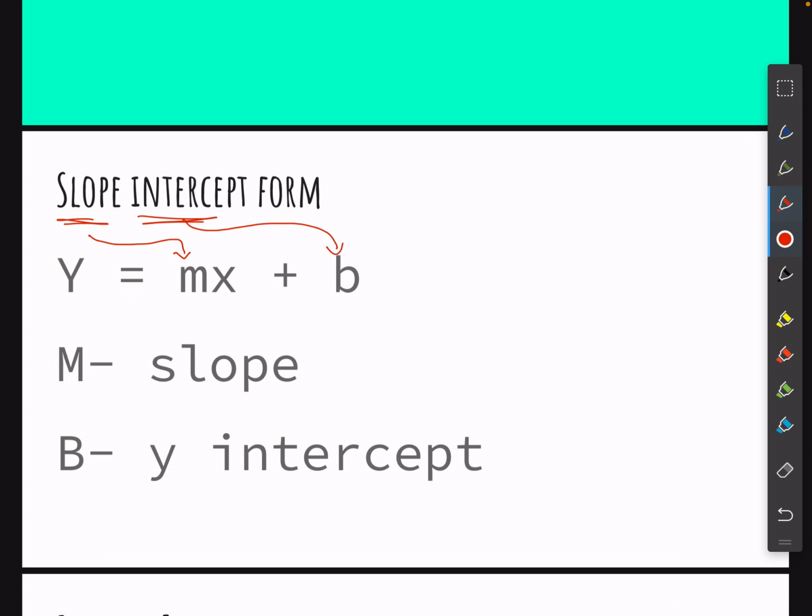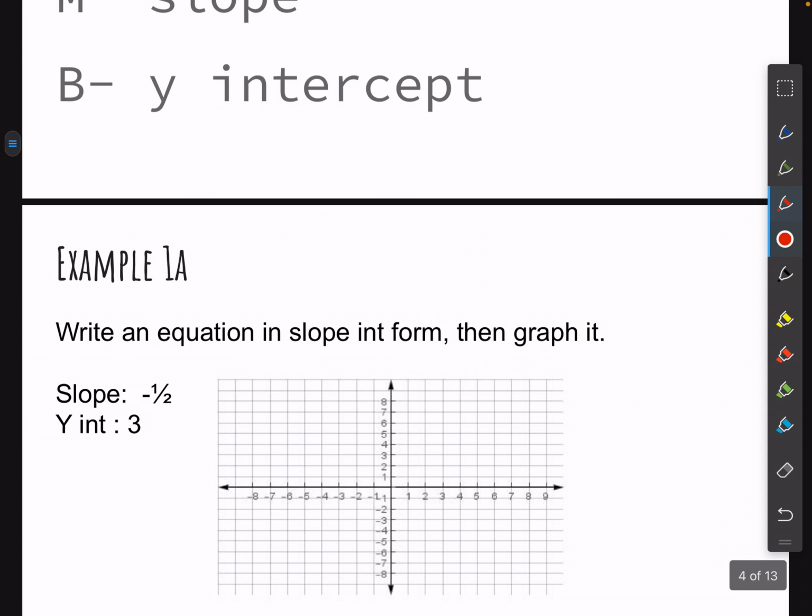Don't ask me why they chose b for that guy, but this b value will always be a constant, okay, and m will always be a number. So a lot of times what I see when people learn this is they try to include the x as part of the slope. The x is not part of the slope. M is the slope. Okay, the number out in front of x is the slope. All right, so here we go.